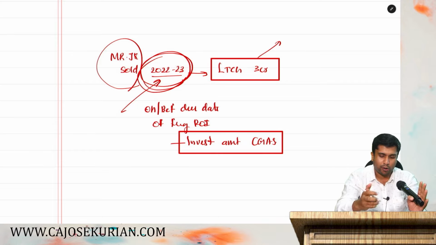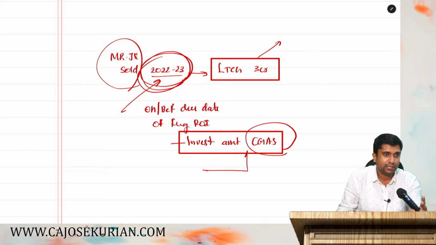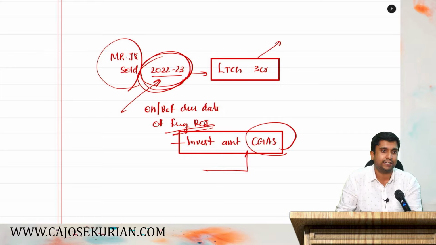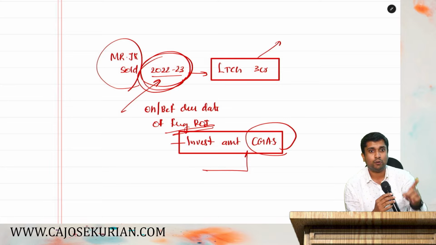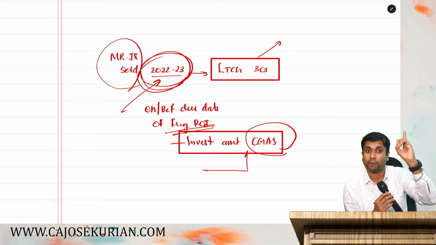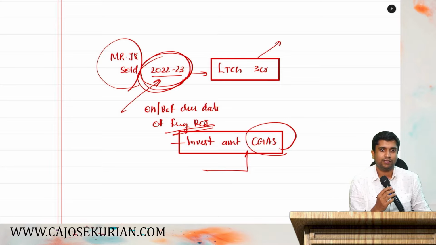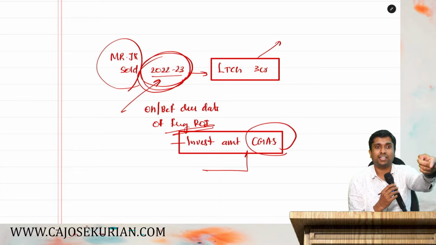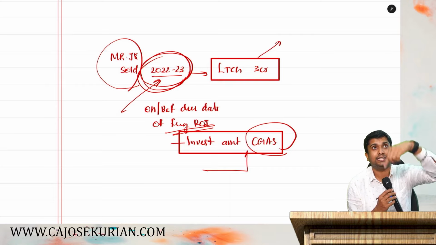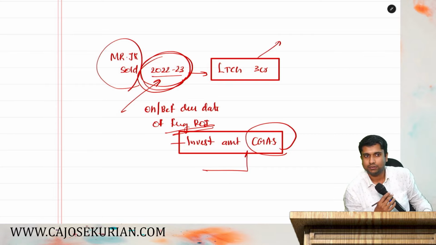That equivalent amount you deposit in CGAS on or before the due date of filing return and claim exemption. Now there is a problem. From the CGAS account, you are only supposed to utilize that amount for the purchase or construction of a new house. You are not supposed to misutilize. If you misutilize, there will be a violation of condition and there will be capital gains taxability in the year of misutilization. Are you with me?